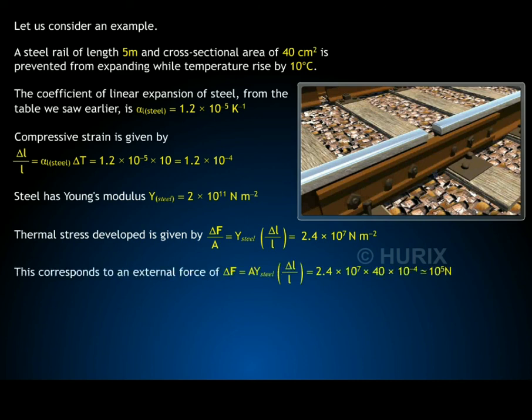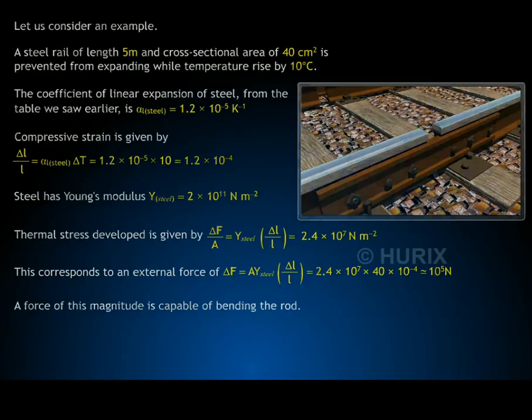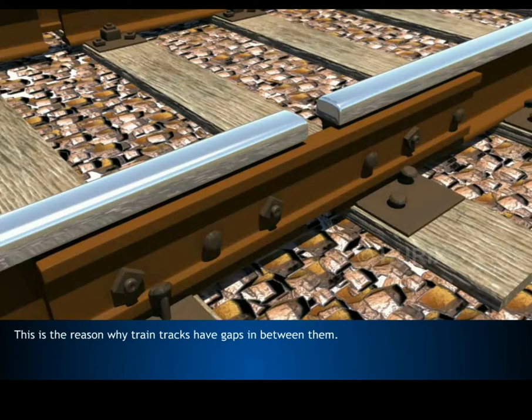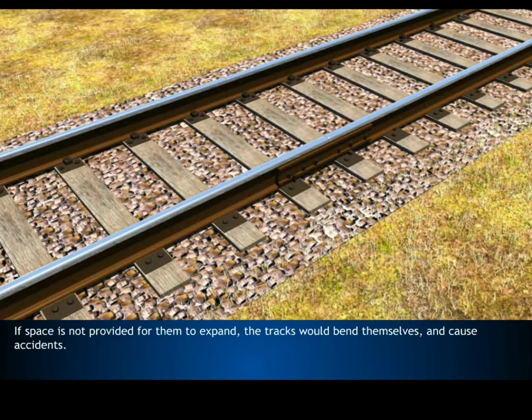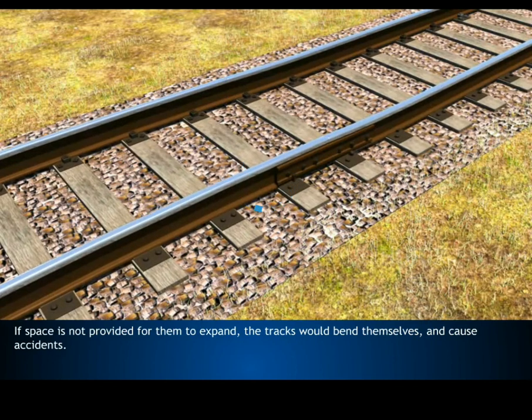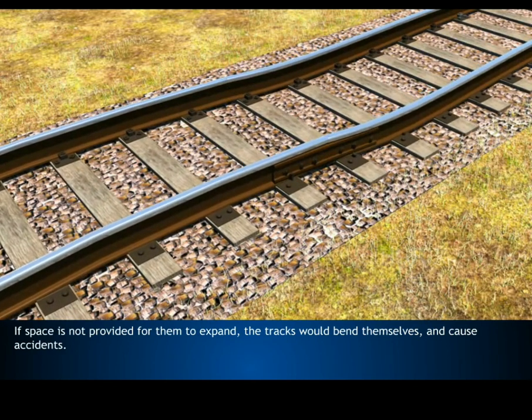This corresponds to an external force of delta F equals A Y steel into delta L by L equals 2.4 into 10 raised to 7 into 40 into 10 raised to minus 4, which is approximately equal to 10 raised to 5 newtons. A force of this magnitude is capable of bending the rod. This is the reason why train tracks have gaps in between them. During summer, when the tracks heat up, they expand. If space is not provided for them to expand, the tracks would bend themselves and cause accidents.